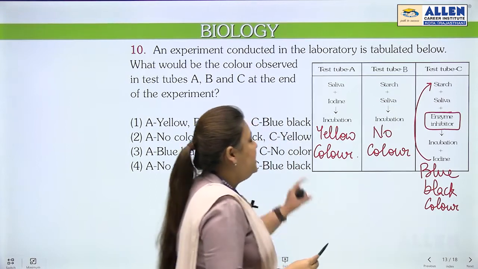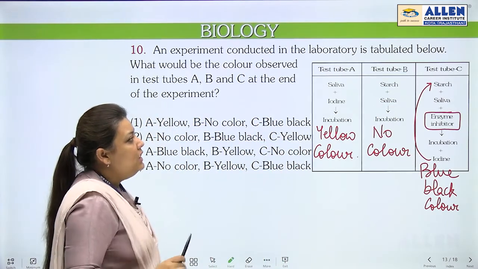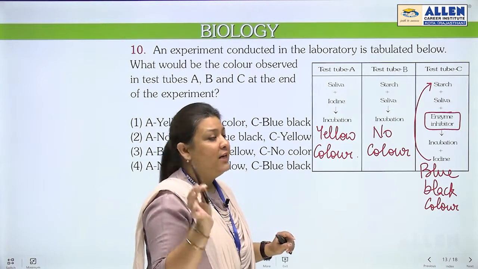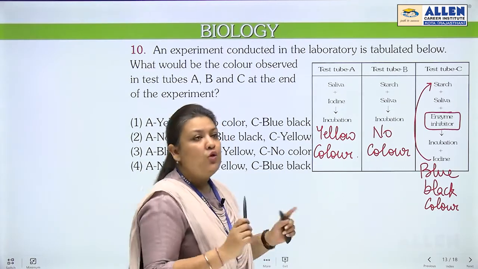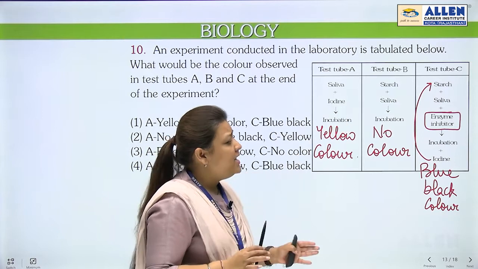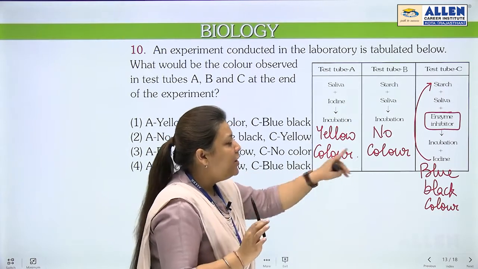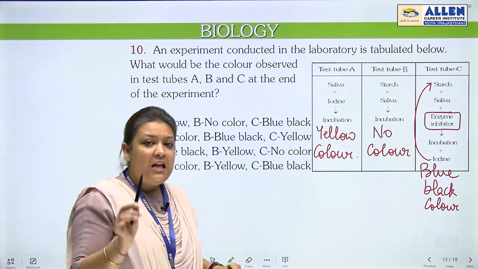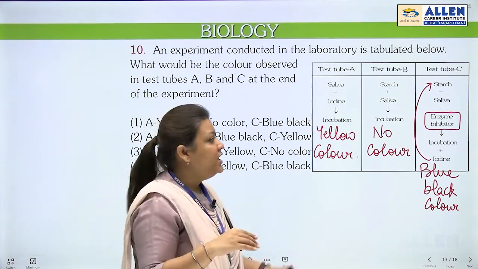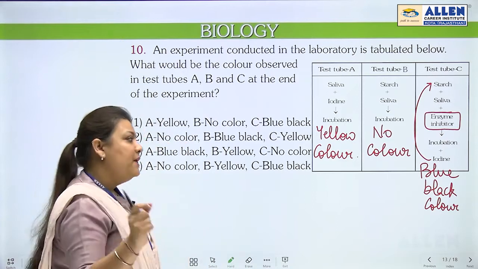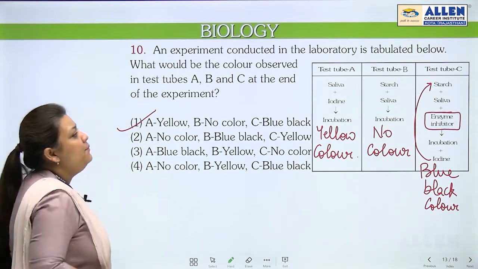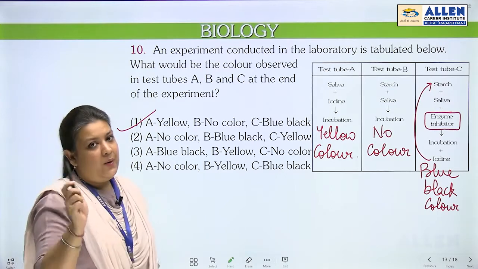So see here, test tube A will have yellow color due to the aqueous solution of iodine. Aqueous solution of iodine has yellow color. Test tube B will have no color, and test tube C has blue-black color because iodine is going to react with starch, because the enzyme present in the saliva has been inhibited with the help of enzyme inhibitor. Is it clear? So what will be the correct answer? That is option 1. So question number 10, option 1 is the correct answer.